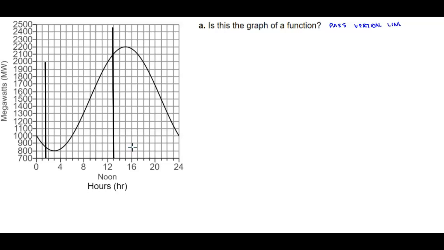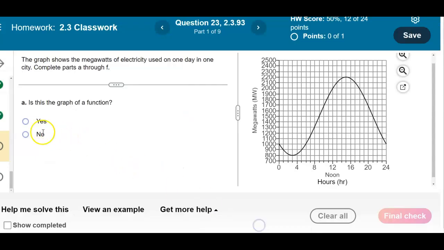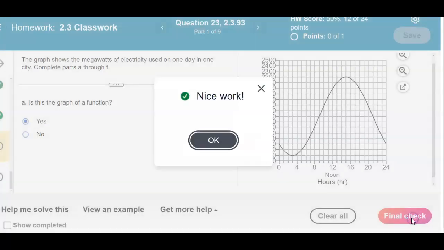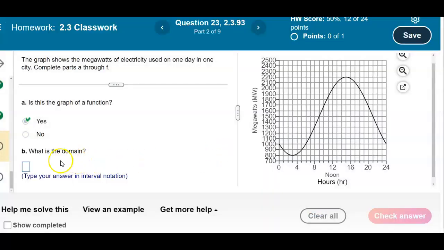because we're looking at the graph. So the answer is yes. So let's go ahead and put that answer in. So yes, this is a function. Okay, now we need to determine what is the domain of this function.